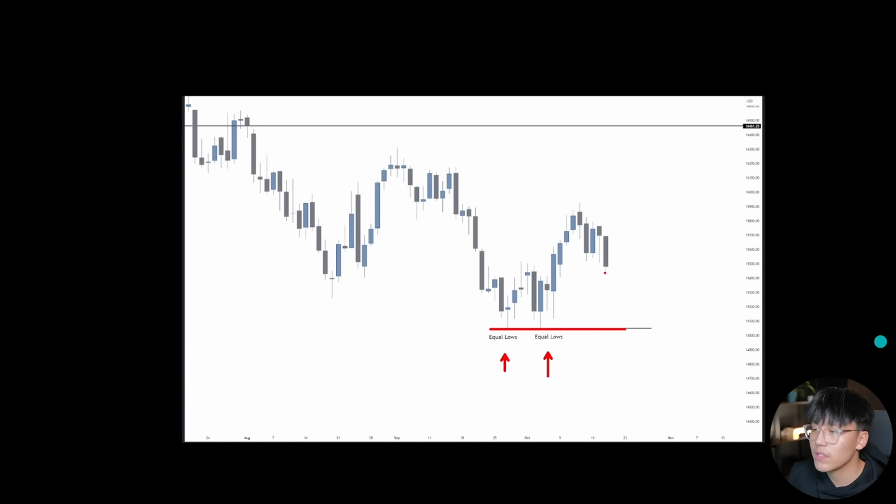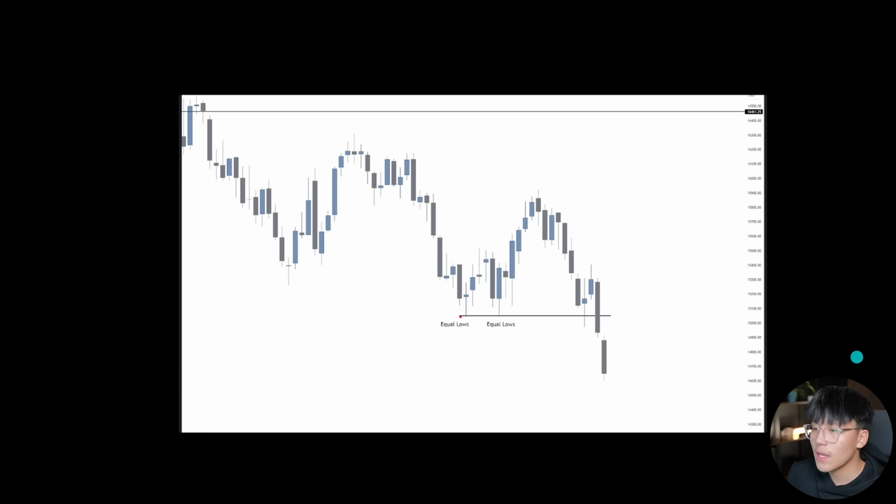And whenever we have these equal lows, price is going to want to gravitate down towards these equal lows and take out the liquidity that's resting underneath these key equal lows. And you can see price gravitating down towards these equal lows, taking out the liquidity right here, popping back up, and then we headed more towards the downside for a confirmation of this move lower.